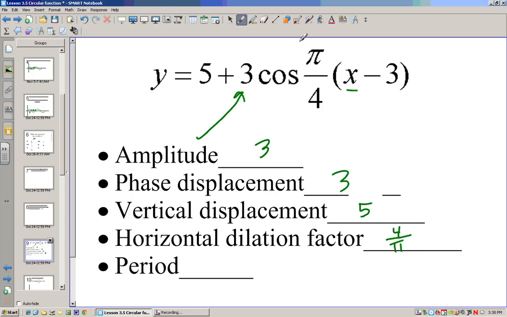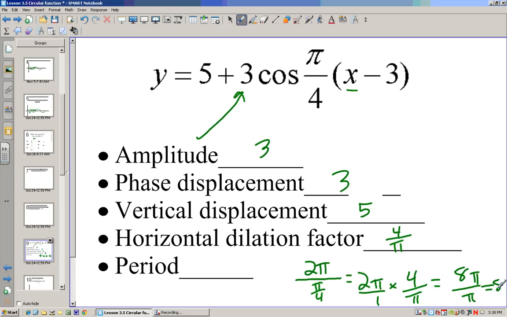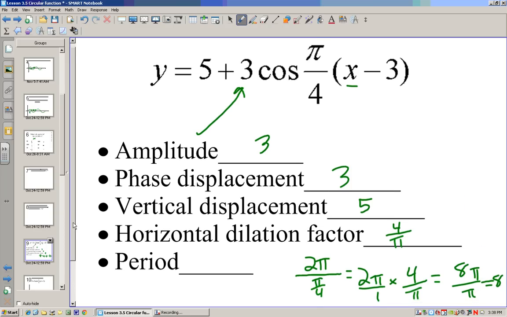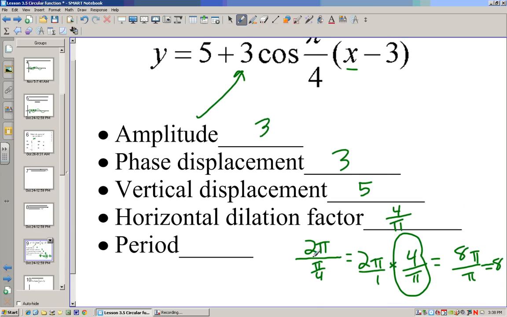So the period is usually 2 pi, which we'd take 2 pi divided by this number, which is pi over 4, which is 2 pi times 4 over pi. Now, when I multiply, I go straight across, so that's 8 pi over pi, which is just 8. Now notice the horizontal dilation factor, that's what we multiply by our function. So 2 pi times 4 over pi, that's what gives us this. So our period is going to be 8.